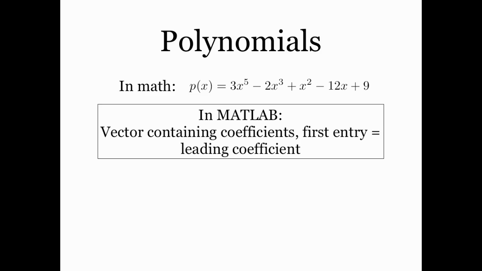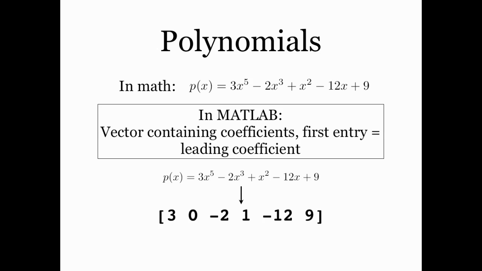M file. So first of all, just to review, in mathematics, a polynomial is a function that is a combination of power functions with coefficients multiplied in front of them. That's in mathematics terms. In MATLAB, we have a special way of representing them. We represent polynomials as vectors containing the coefficients, where the first entry is the leading coefficient. For example, the polynomial above would be represented by this vector. There's a 0 there because there is no x to the fourth term.